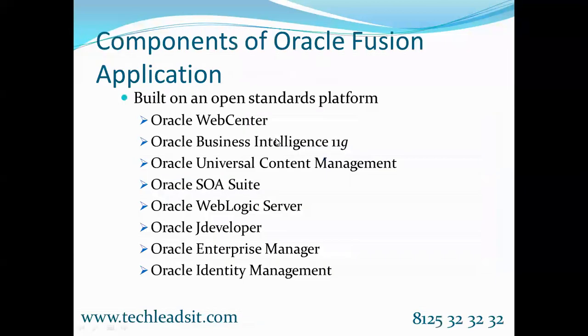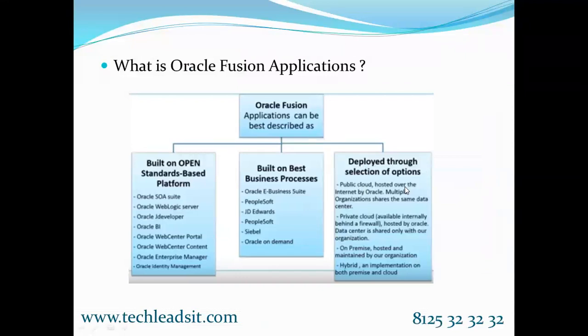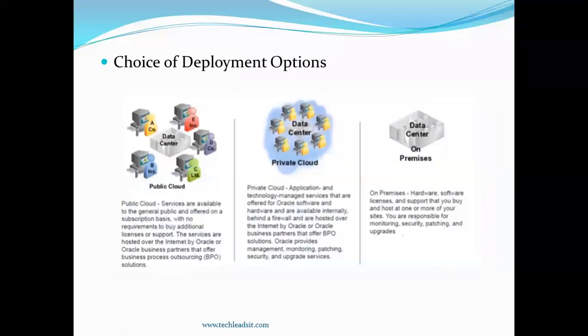Yeah, as we saw earlier, various deployment options are available in our Fusion applications, like public, private, on-premise, and hybrid. Let's take a quick glance at this. Here is the choice of deployment options: public cloud, private cloud, and on-premise. If you see the public cloud here, everything is maintained by Oracle, whatever information and services, the data center, the data center applications and the business infrastructure, everything is maintained by Oracle.